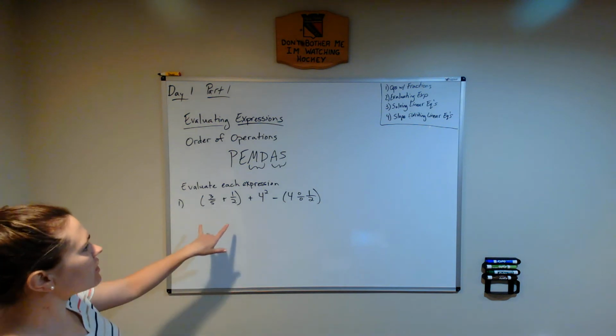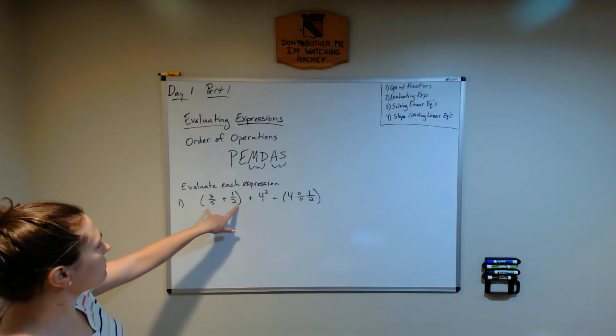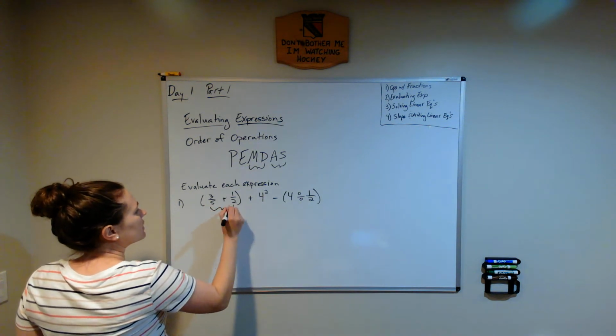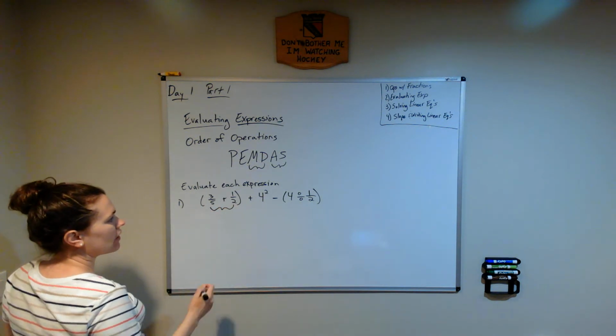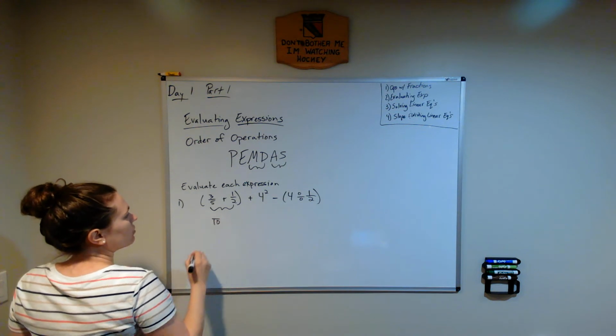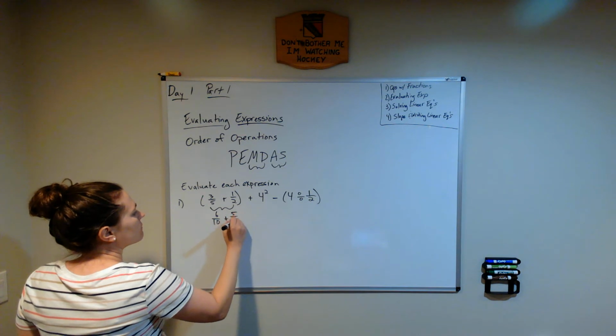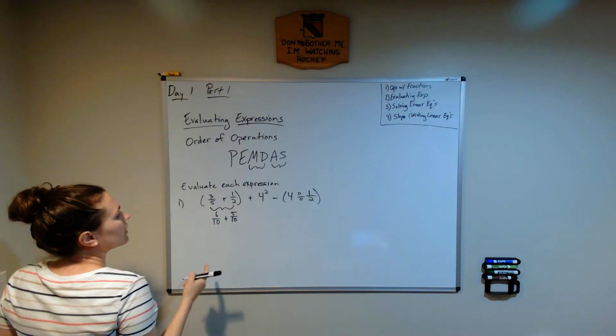So we're going to take care of what's inside our parentheses. So we have 3/5 plus 1/2. So we have to add these together. Okay, we're going to need a common denominator. Common denominator is going to be 10. So 3/5 becomes 6/10, plus 1/2 becomes 5/10. That's going to become 11/10.